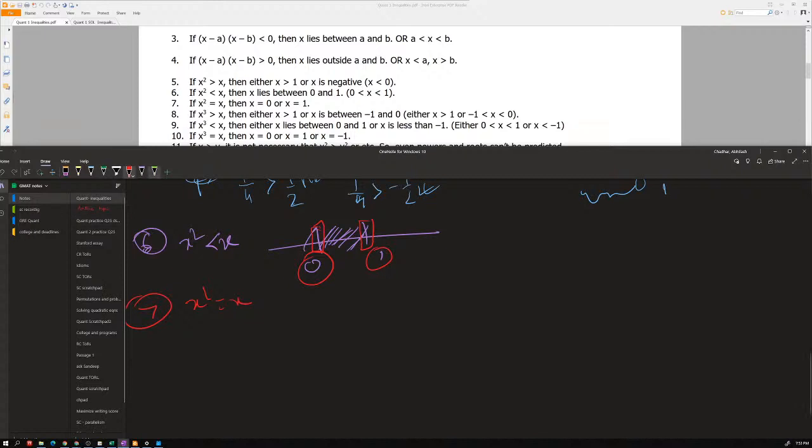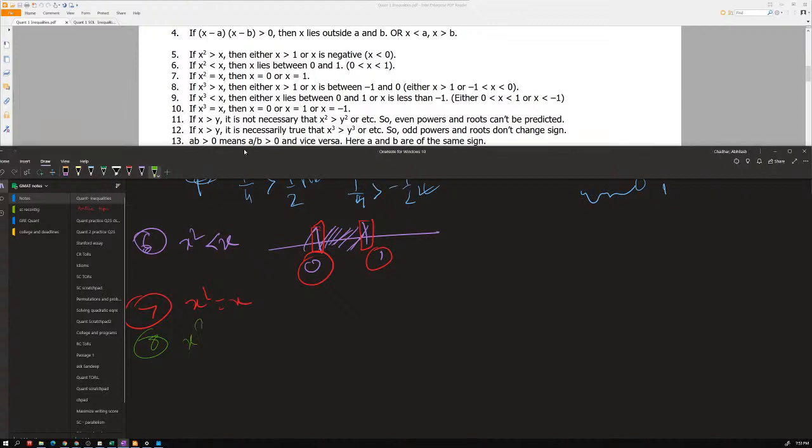Let's check number 8. Number 8 says x cube is greater than x. This is the same concept. We can put different values. What happens if we put 0? It doesn't satisfy. 1 doesn't satisfy. And minus 1: minus 1 greater than minus 1 doesn't satisfy. Because that time it was a square, but since it is a cube, the sign stays, so it doesn't satisfy.